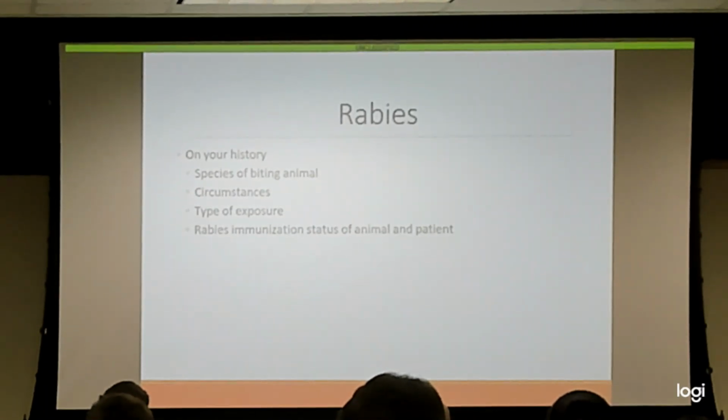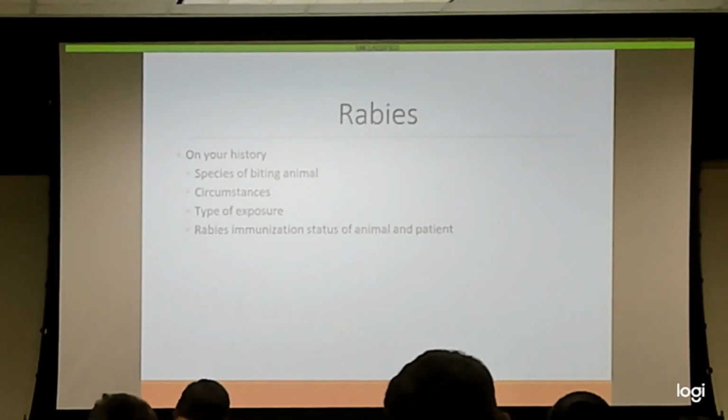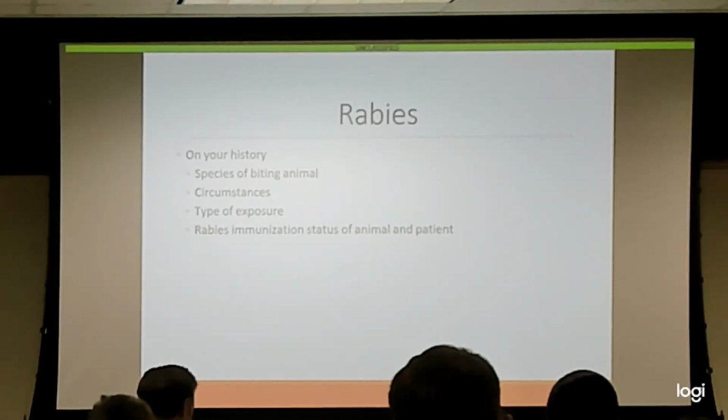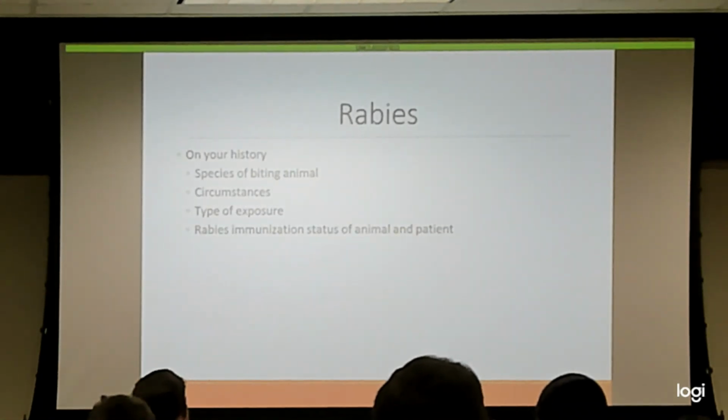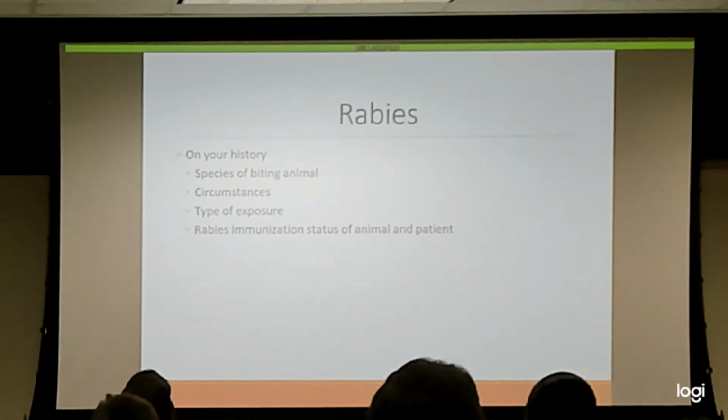Things you need to ask during your HPI: kind of animal, circumstances, type of exposure. If you do or don't know whether that animal has had its rabies immunization or not. Okay, so these are questions you need to ask during your HPI. The other thing you need to ask is if they've had their tetanus shot as part of your HPI questioning.